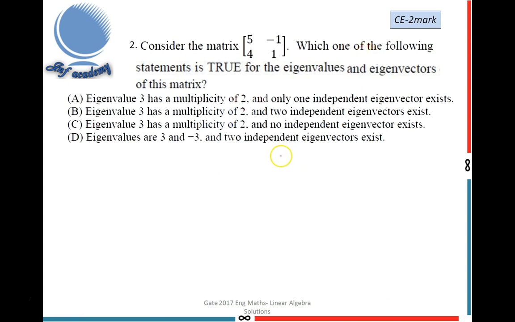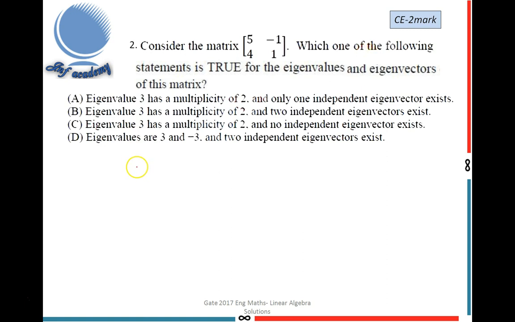Now let's move on to the second problem. This question is from CE department. It has 2 marks. Consider the matrix 5, minus 1, 4, 1. Which one of the following statements is true for the eigenvalues and eigenvectors of this matrix? There are 4 options. Analyze the eigenvalues and eigenvectors. So you have to find the eigenvalues of this matrix.